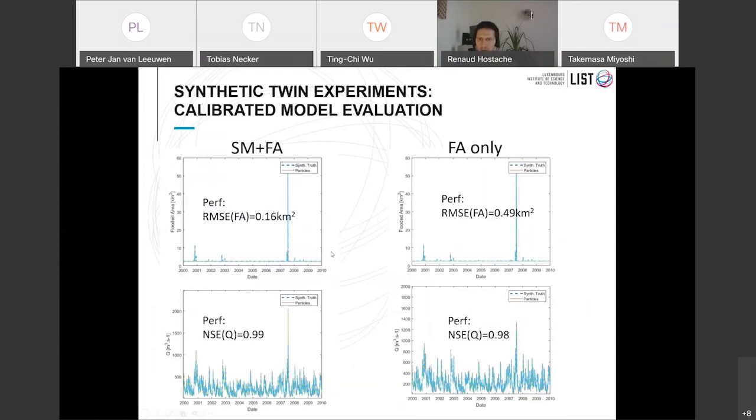So here is a comparison of the results. In the time series we see flooded areas for the two experiments: assimilating jointly soil moisture and flooded areas, or assimilating flooded areas only. We see that the results are rather encouraging in both cases, and it seems with these preliminary results that the results yielded by the joint assimilation are a bit better, but this needs further investigation to be confirmed.